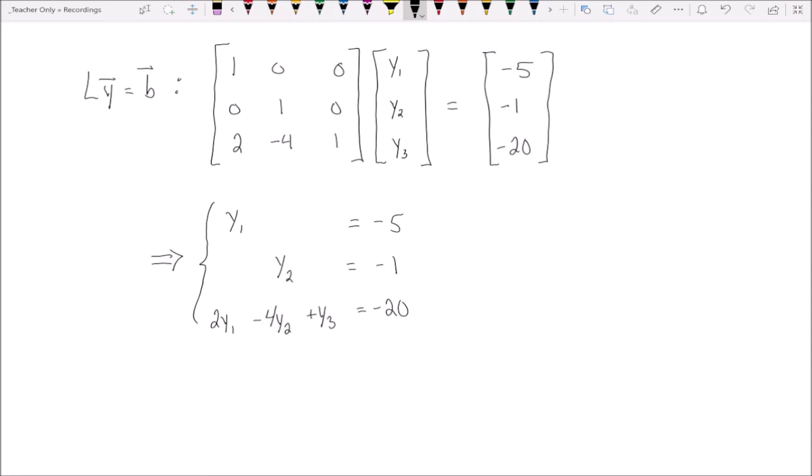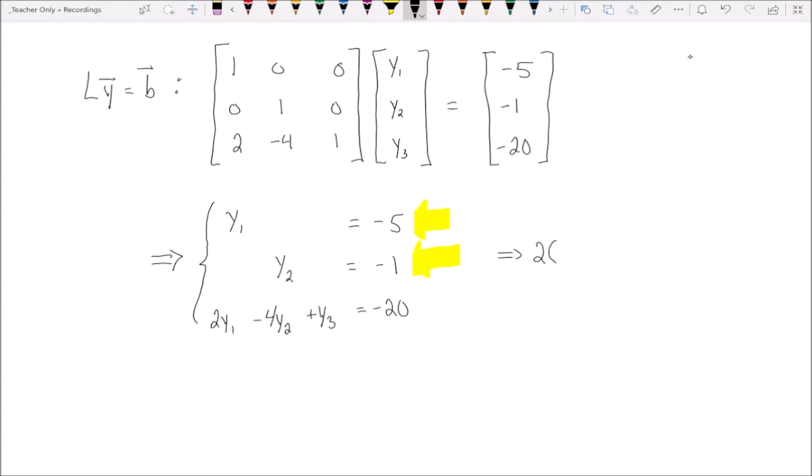Now this is a nice example in the sense that it gave us both a value for y1 and for y2 immediately. Normally, what will happen is, based on the fact that this is a lower triangular, it will give us the y1 value straight away. Then we substitute that into the second equation to find y2, and we substitute both of those into the third equation to find y3. Right, but here, we already know y1, y2, so just plug them both into equation 3.